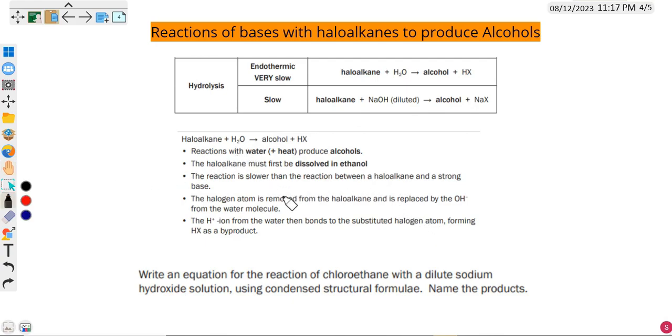So now let's look at it. It's a haloalkane plus water to produce an alcohol and a hydrogen halide. Remember that X there represents a halogen. It can be fluorine, chlorine, bromine, or iodine, right? It's a reaction with water. Remember, heat must be added to the system because these reactions are not spontaneous. The haloalkane must first be dissolved in ethanol. This makes it dilute, so we are diluting it before the reaction. The reaction is slower than the reaction between a haloalkane and a strong base. Okay, we don't really need that information.